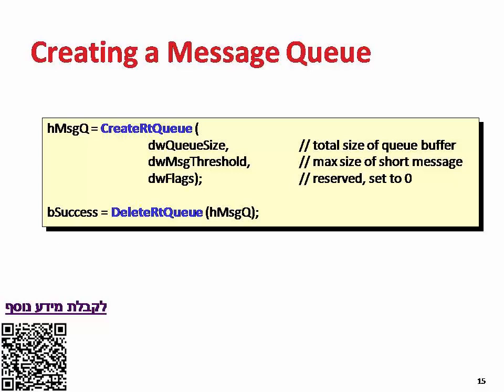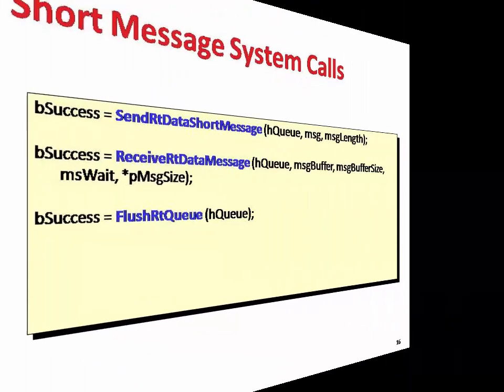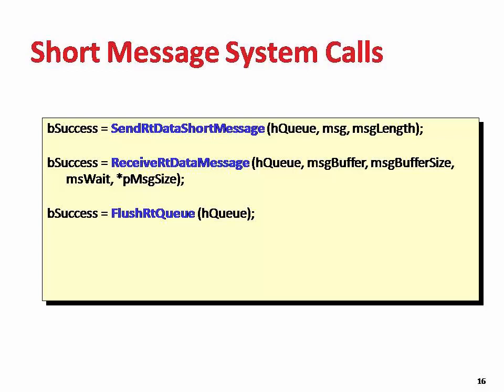The sender of a long message is blocked until the receiver provides a buffer long enough to hold this message. A value of 0 will force all messages to be sent as long messages. Choose the values to meet the requirements of your application. Typically, DWMSG threshold is the size of your normal messages. Send a message of size up to DWMSG threshold with send RT data short message.